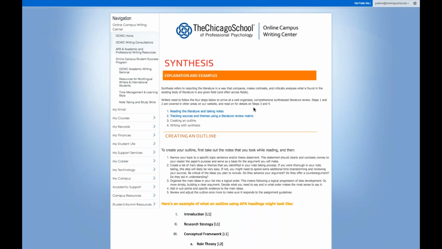This will be a handout that helps you to find similarities and differences across the literature you review so that you can find those overall themes amongst the researchers who are discussing your topic. Then on this page, we share resources for creating an outline and writing with synthesis.